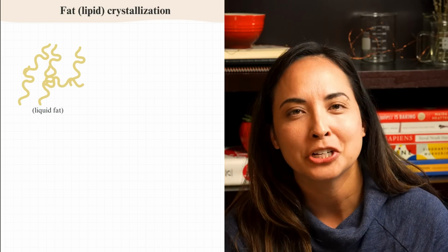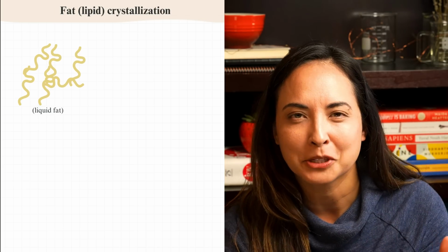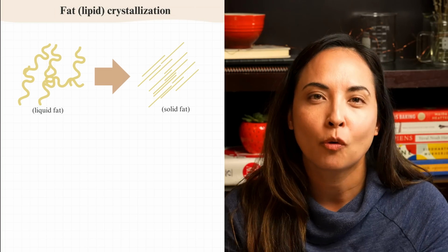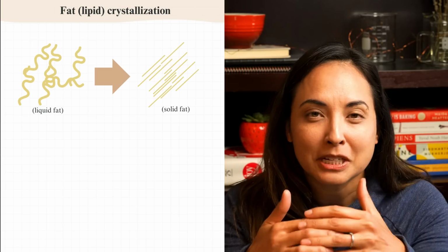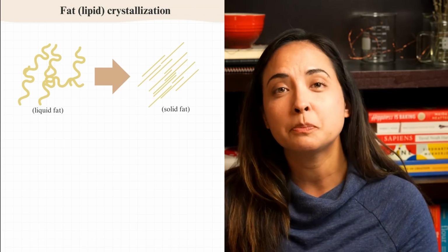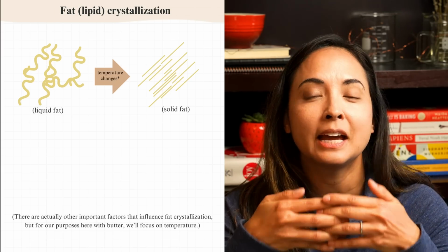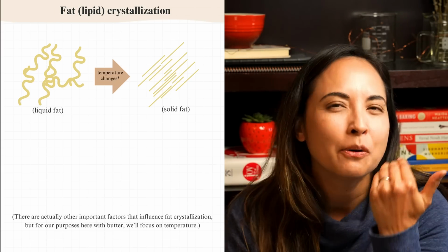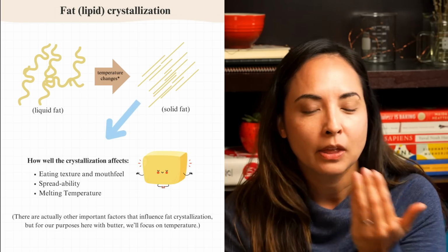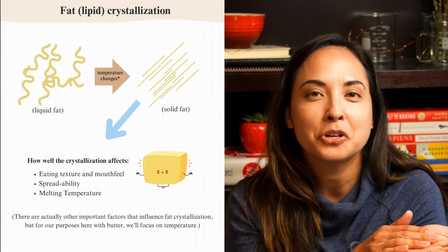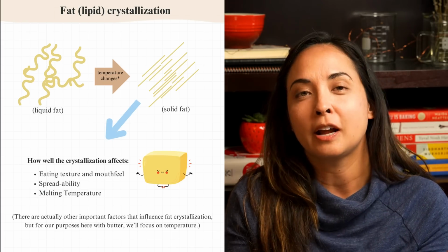Now, it might be easier to just think about the word structure when I'm talking, because the fats form an organized and predictable structure. And they do this based on temperature. How well the fats and butter stack together affects how it feels when you eat it in your mouth, how well it spreads on toast, and even the temperature at which it melts.